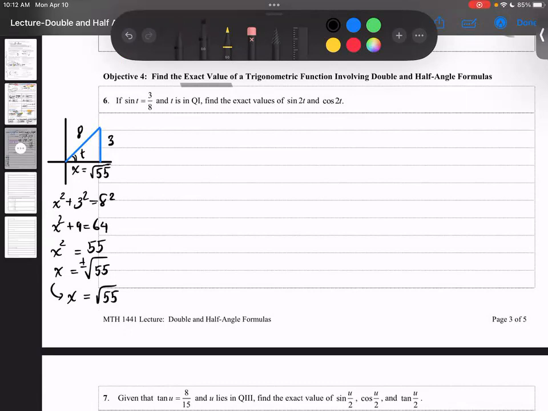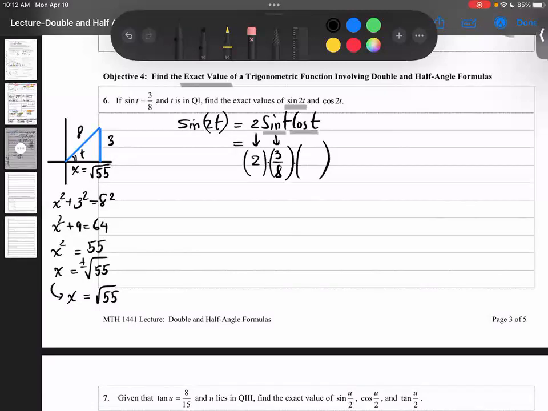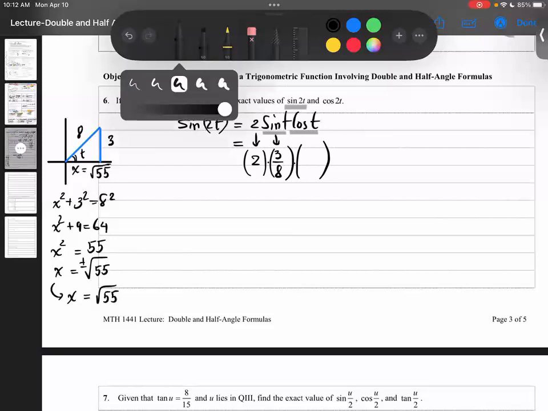I want to find sine of 2t. So sine of 2t, using the double angle formula, is going to be 2 sine t cosine t. At this point, I hope everybody gets used to the double angle formula. Well, 2 is 2. Sine t is 3 over 8. What about cosine t? What's cosine t equal? Yeah, thank you very much. So square root of 55 over 8.